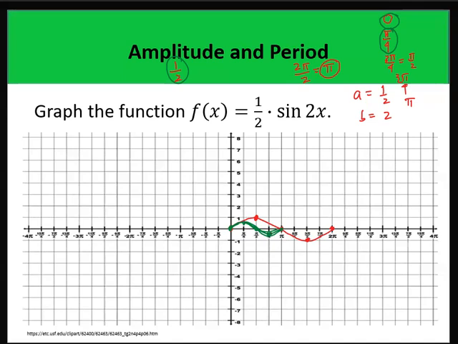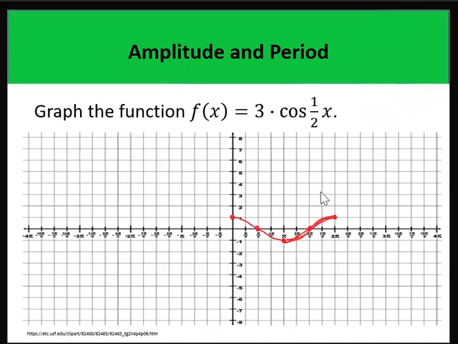Next, this time let's consider the function f of x is equal to 3 times cosine of 1/2 x. In this case, a is equal to 3 while b is equal to 1/2. So the amplitude is 3, or the absolute value of a equals 3, which is 3, and the period is 2 pi over 1/2, which is 4 pi.